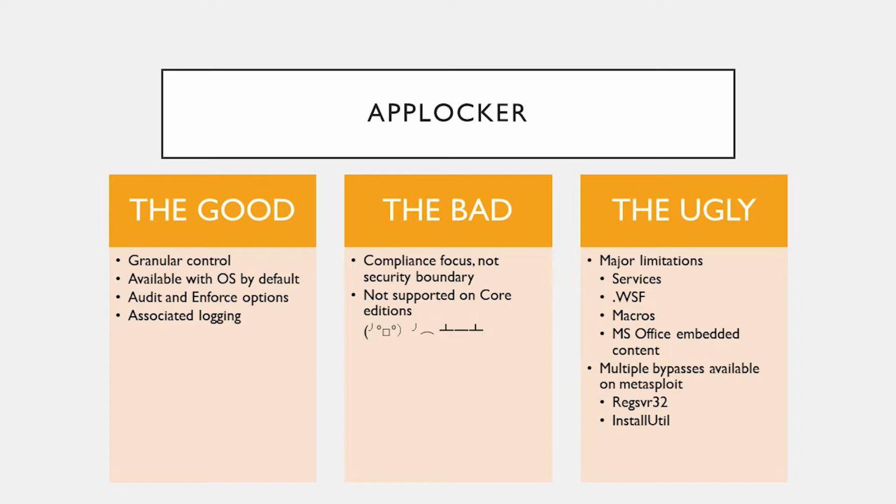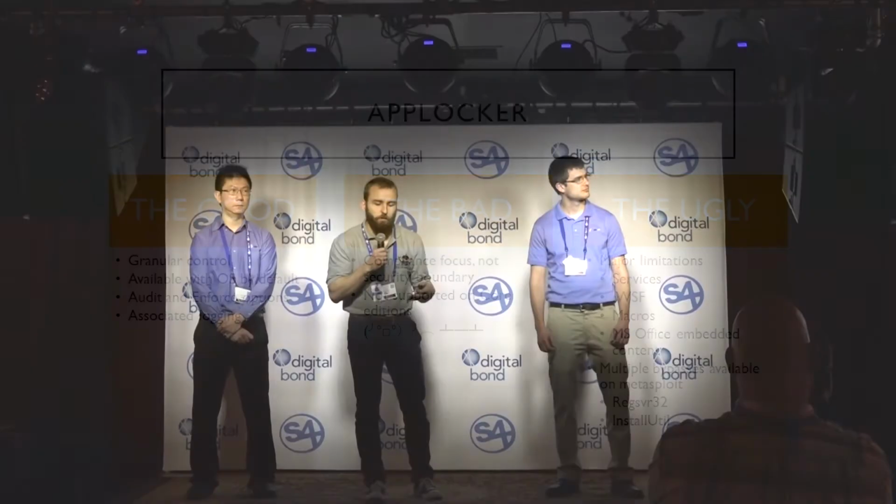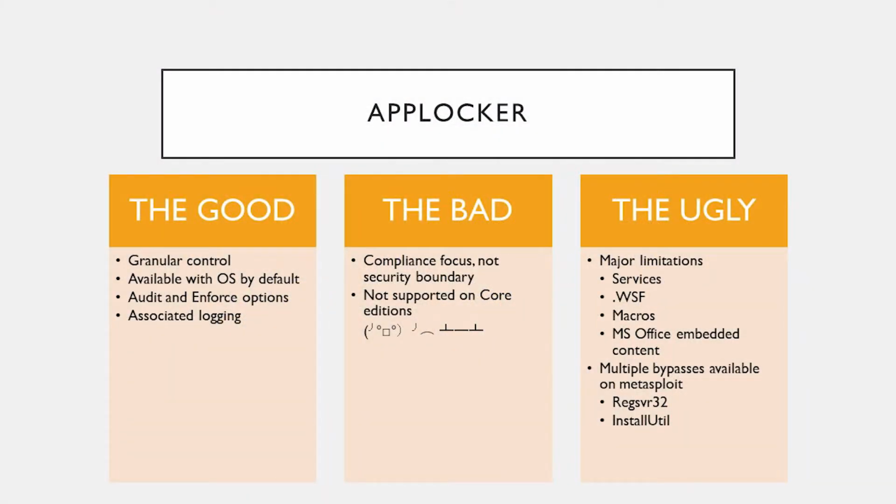Unfortunately, it's more compliance than a security boundary. The focus from it is kind of putting guardrails, not actually putting hard security boundaries, which we'll talk about in the ugly section. And it's not supported on server core editions. And you could argue this is in part because on core, you're not expecting as many interactive users. But on the ugly side, there are some major limitations. Services aren't bound by AppLocker. There are different macros and scripting methods that aren't covered by it, and there are multiple bypasses that are even available as modules on Metasploit, such as regsvr32 and InstallUtil.